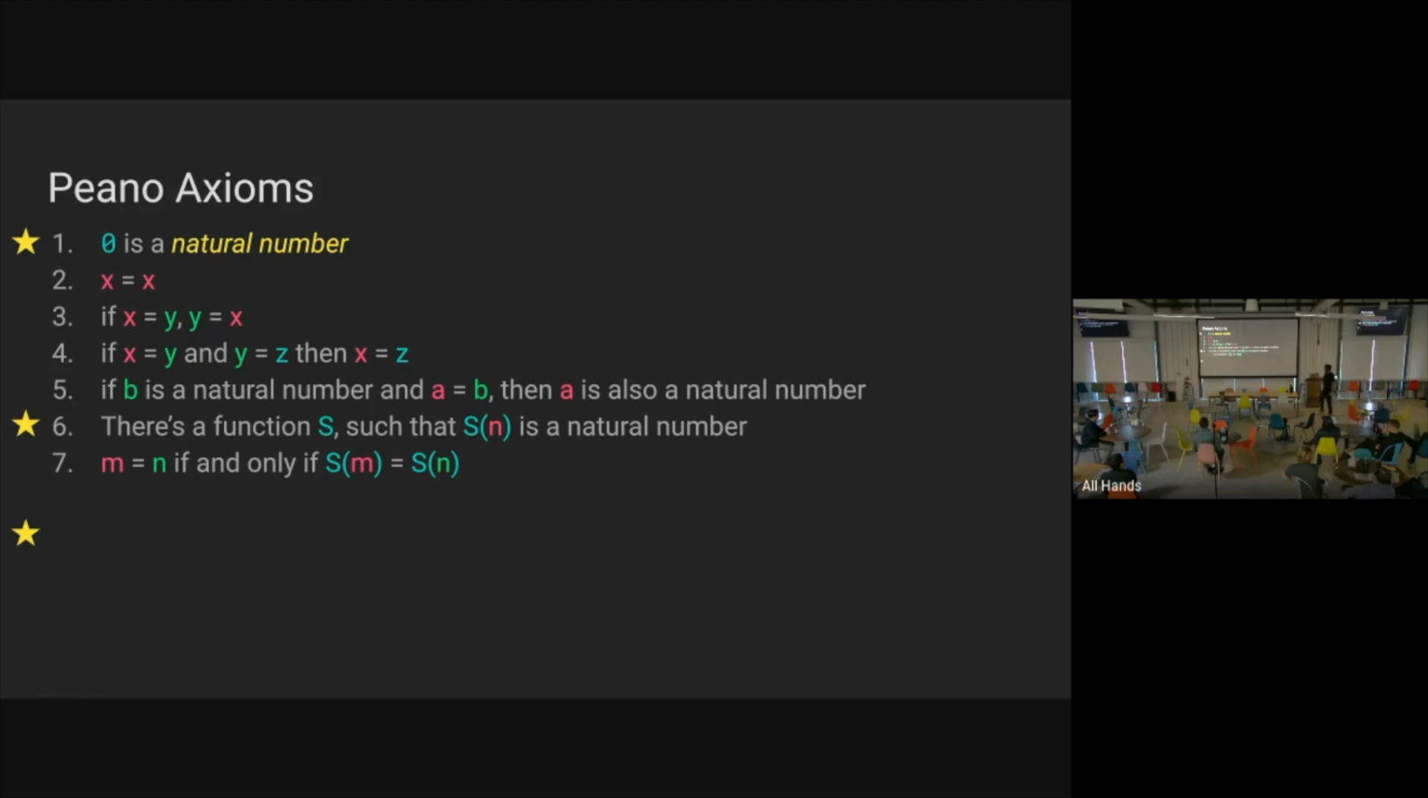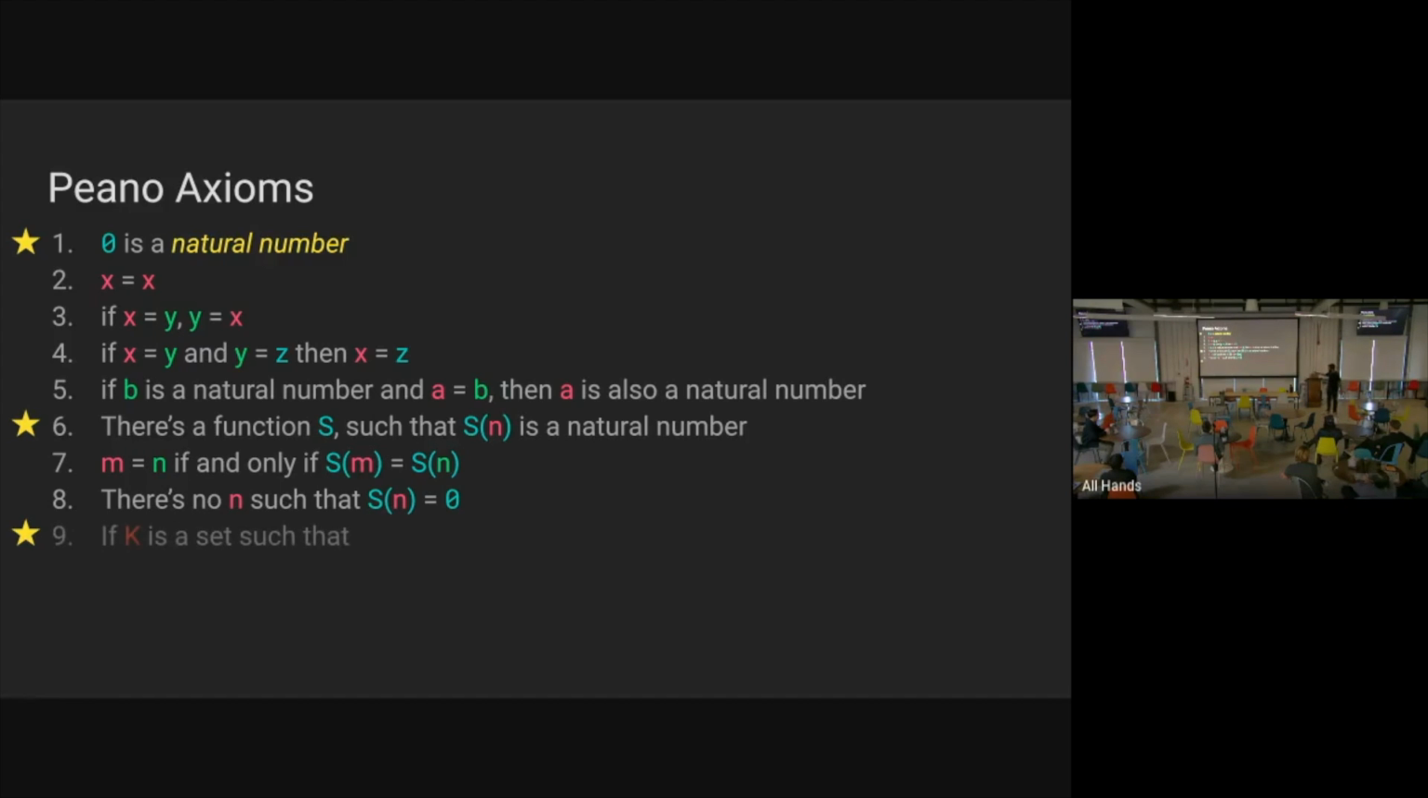m and n are equal to each other if and only if their successors are equal to each other. There's no n such that the successor of n equals 0. So here we're not going into negative numbers, we're just defining the natural numbers. So there's no successor for 0, or 0 is not the successor of anything. That's what this is saying.